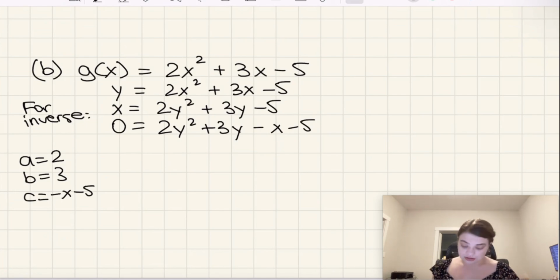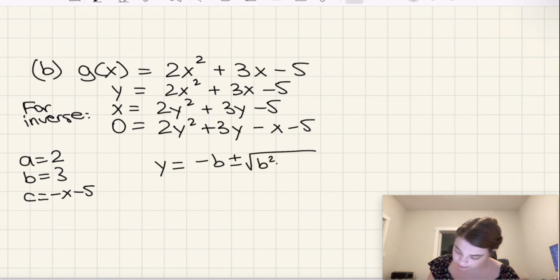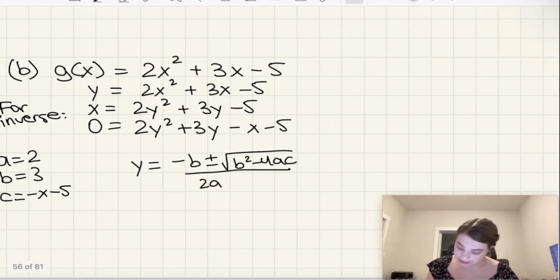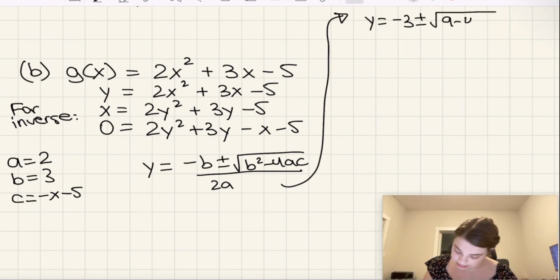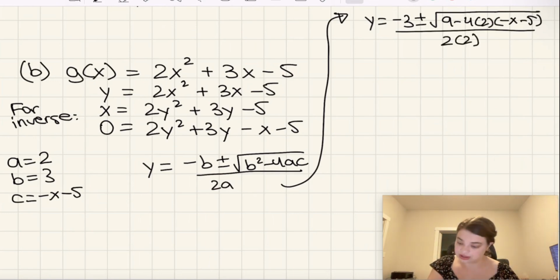Okay. So now we are going to apply the quadratic formula. So y is equal to negative b plus or minus the square root of b squared minus 4ac all over 2a. Okay. Let's go up here. That is equal to y is equal to negative 3 plus or minus the square root of 9 minus 4 times 2 times negative x minus 5. Let's make that a bit bigger. All over 2a, or 2 times 2.